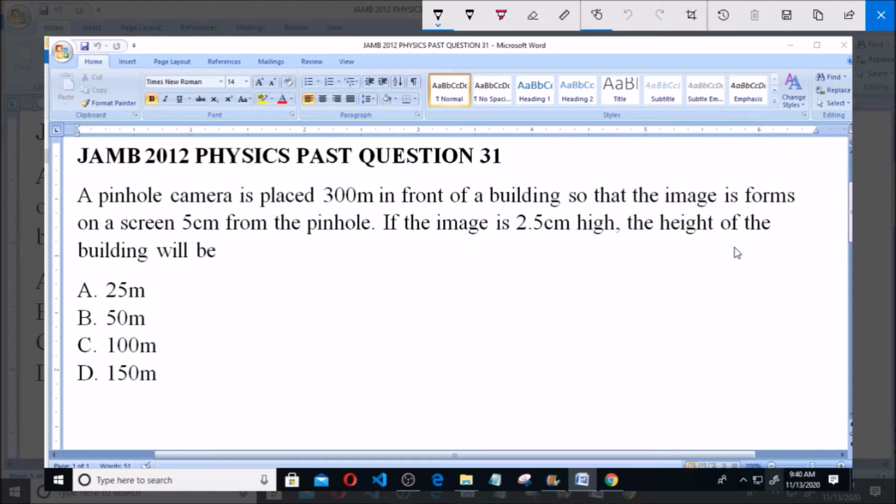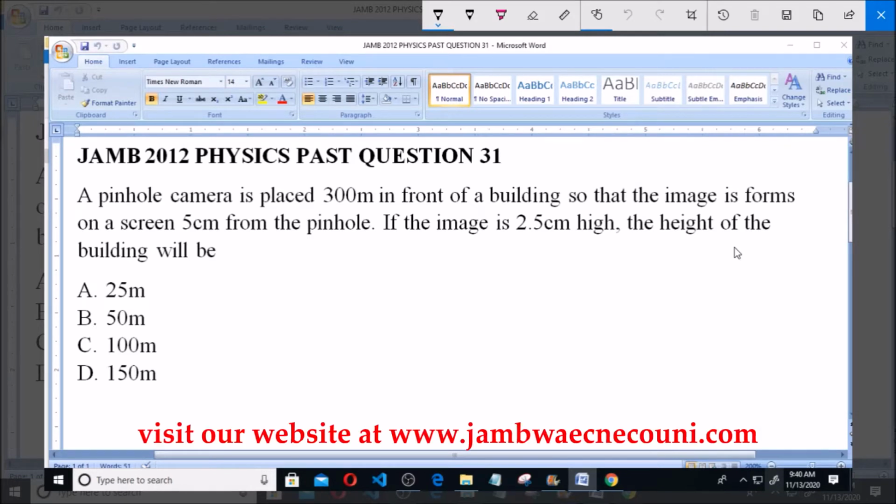A pinhole camera is placed 300 meters in front of a building so that the image is formed on a screen 5 cm from the pinhole. If the image is 2.5 cm high, the height of the building will be: A. 25 meters, B. 50 meters, C. 100 meters, D. 150 meters.